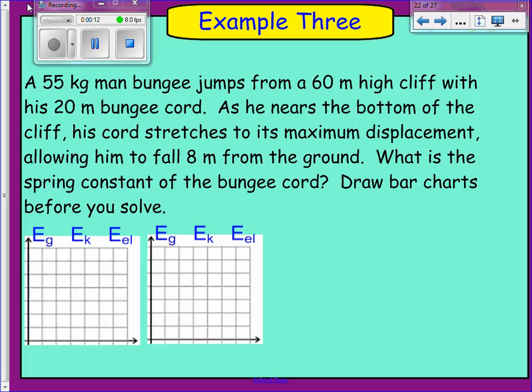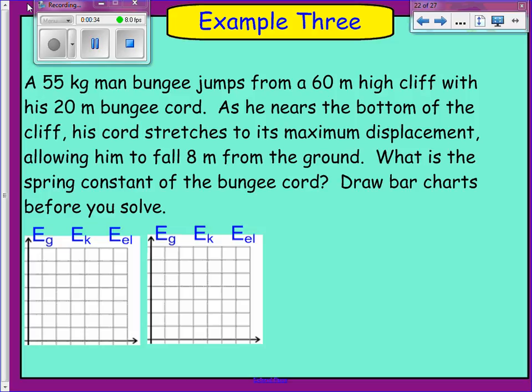A 55-kilogram man bungee jumps from a 60-meter high cliff with his 20-meter bungee cord. As he nears the bottom of the cliff, his cord stretches to its maximum displacement, allowing him to fall 8 meters from the ground. What is the spring constant of the bungee cord? Draw bar charts before you solve.